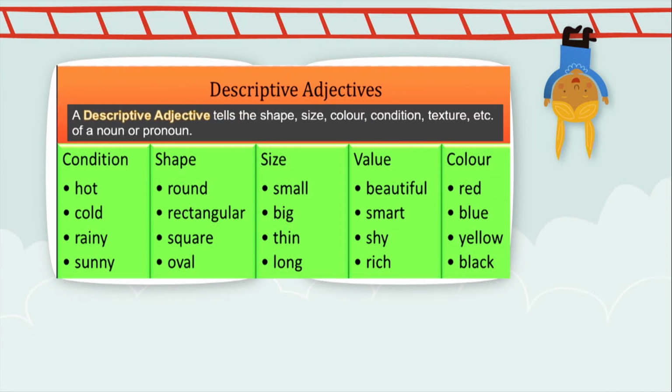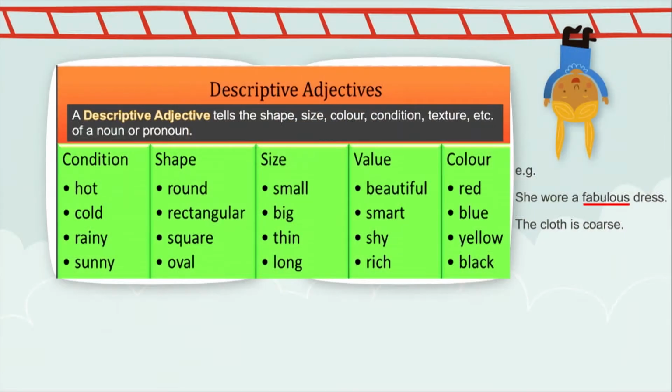A descriptive adjective tells the shape, size, color, condition, texture, etc. of a noun or a pronoun. So we have some simple examples. She wore a fabulous dress. Extend that sentence for me and put in another adjective. What could you do? Yes, you could say where she went. You could say who she went with and even how that person looked. I love it.